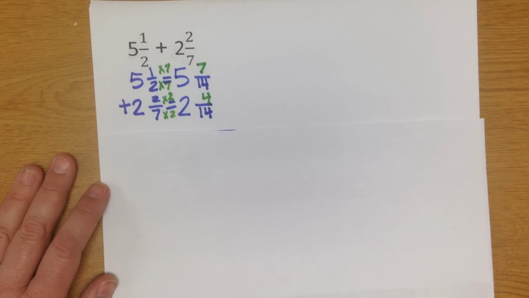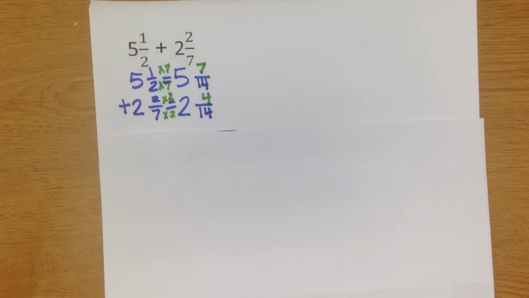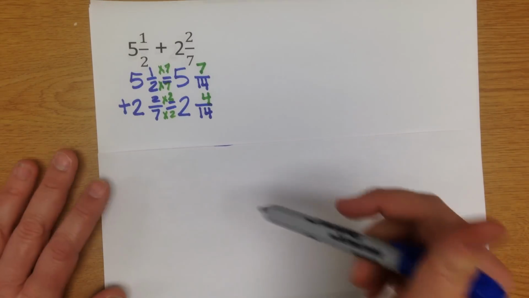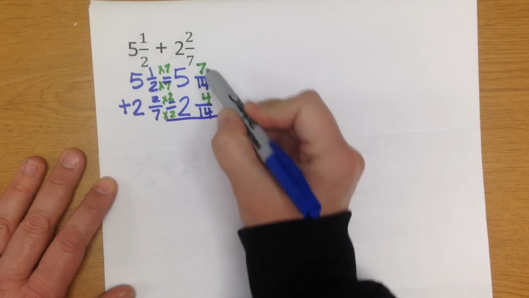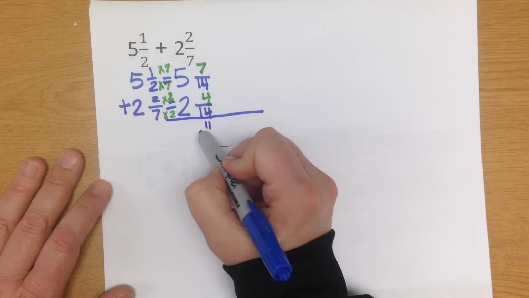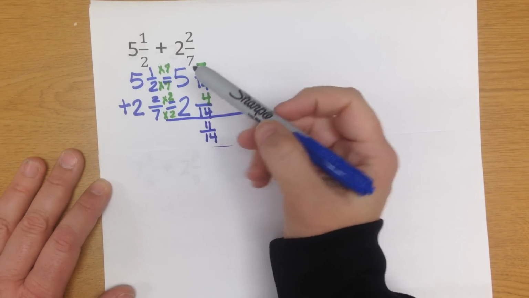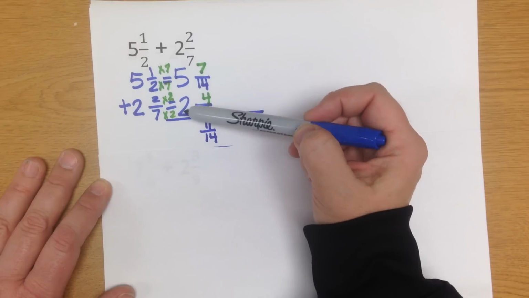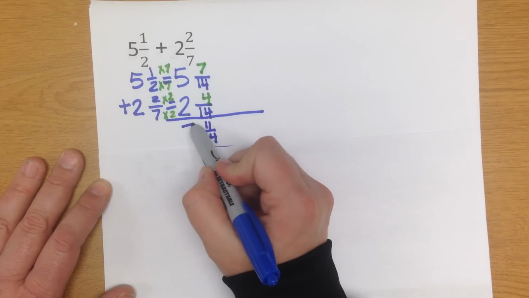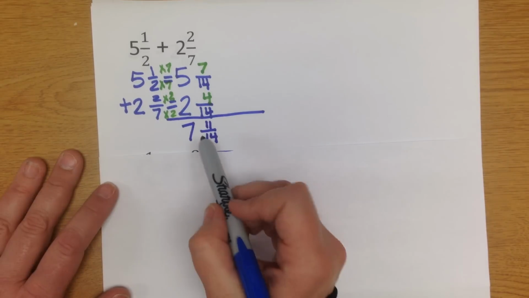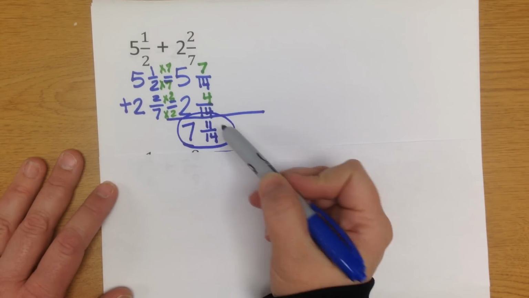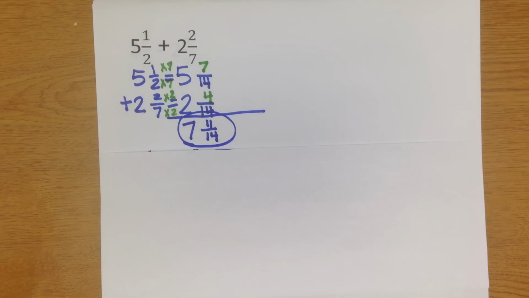Now it's 5 7/14. When adding mixed numbers, the only thing you have to do now is just add the fractions like you've always been doing. So we know that 7 plus 4 is 11. Copy the denominator. And now the only added step is we have whole numbers to add. 5 plus 2 is 7. Always make sure you're in simplest form or lowest terms. In this case, the only factor 11 and 14 have in common is 1, so we are in simplest form. The final answer is 7 11/14.